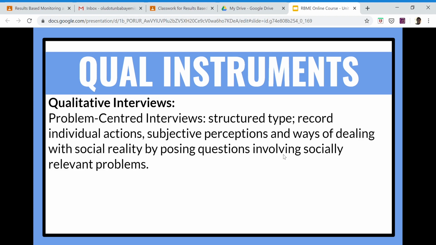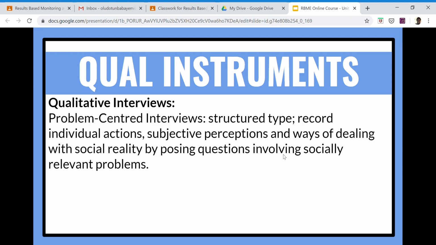Unstructured means that, yes, it's a narrative, it's open. You can just ask one question and the respondent starts giving you answers. And majorly you use this with people that are knowledgeable, that are experts in that field.